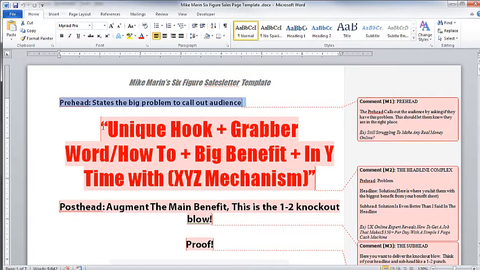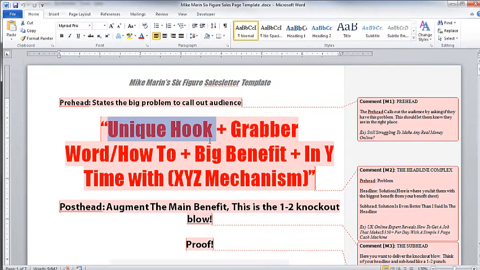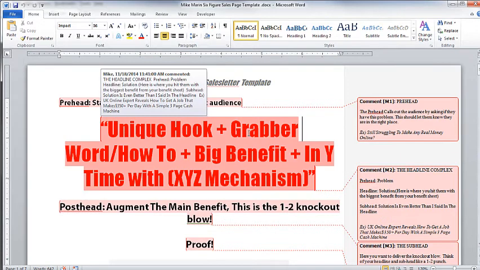Then I go into the headline, which, especially in a competitive market like I am in, I like to use this headline formula, which is a unique hook plus a grabber word, and then how to, big benefit, in Y time, with an XYZ mechanism. So let me explain what I mean by that. Unique hook: I just want something here that is sort of an incongruent juxtaposition. It's something that's going to stand out.